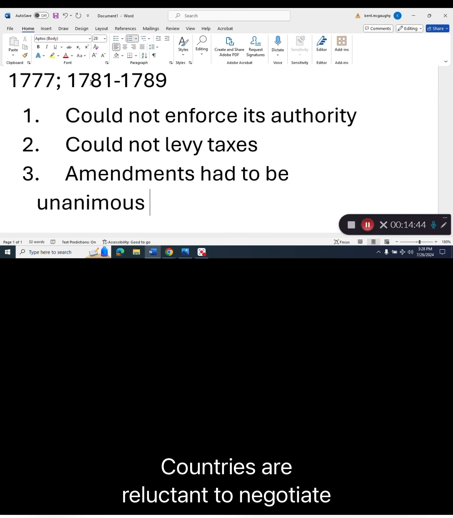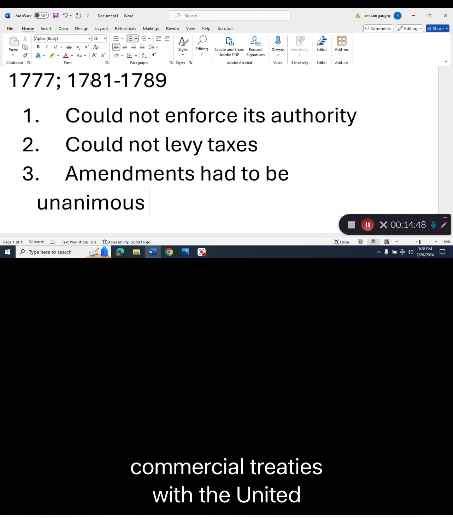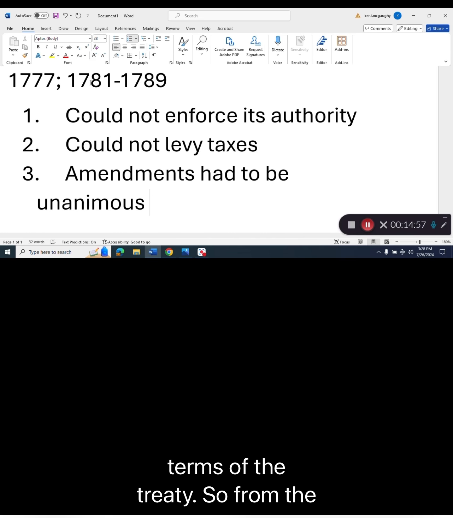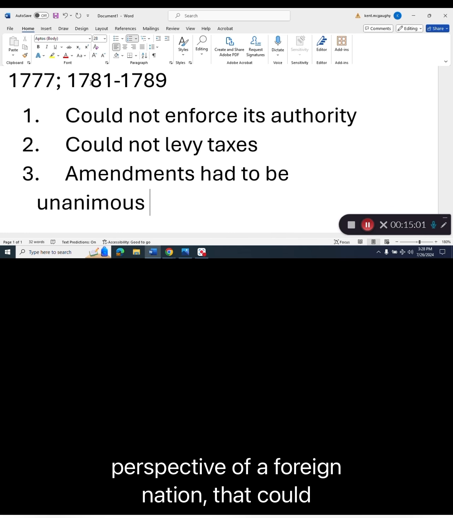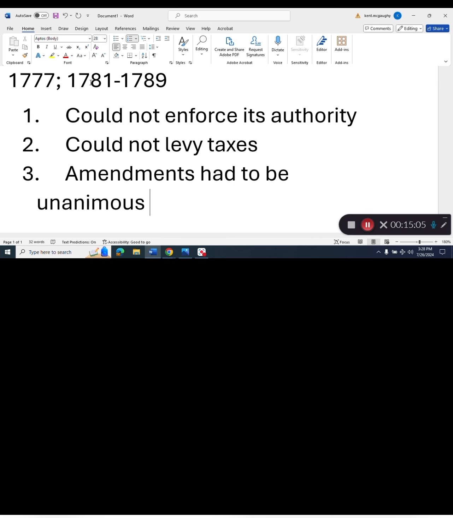Countries are reluctant to negotiate commercial treaties with the United States because, again, only Congress could negotiate a commercial treaty. But Congress could not enforce the terms of the treaty. So from the perspective of a foreign nation, that could just be a colossal waste of time.